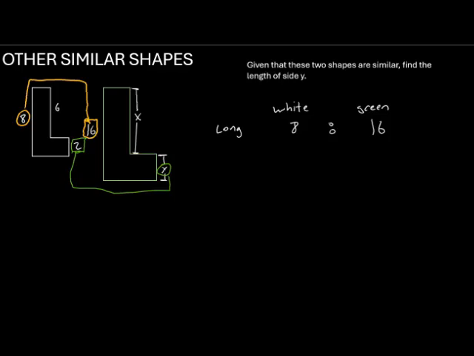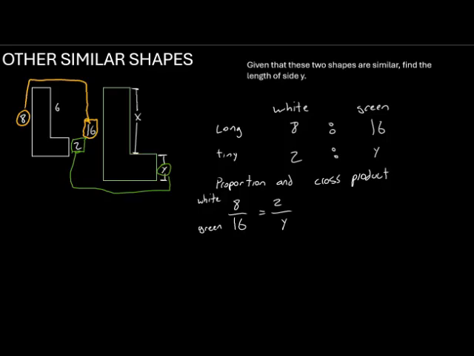Then for our tiny little side, we had a 2 for the white shape and a Y for the green shape. Based on this, we can write a proportion and do our cross product. We'll write 8 over 16 as we did before, putting the white shape's numbers on the numerator and the green shape's numbers on the denominator. Then we say equals, and then we'll put 2 for the white shape over Y for the green shape.